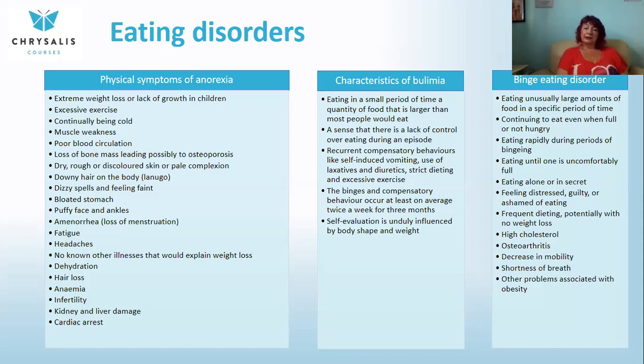So that's anorexia and bulimia. And the other one we're going to look at on the right of your screen is binge eating disorder. And this is really when they have periods of compulsive overeating, but they don't purge. So they're typically overweight or obese, but not always.